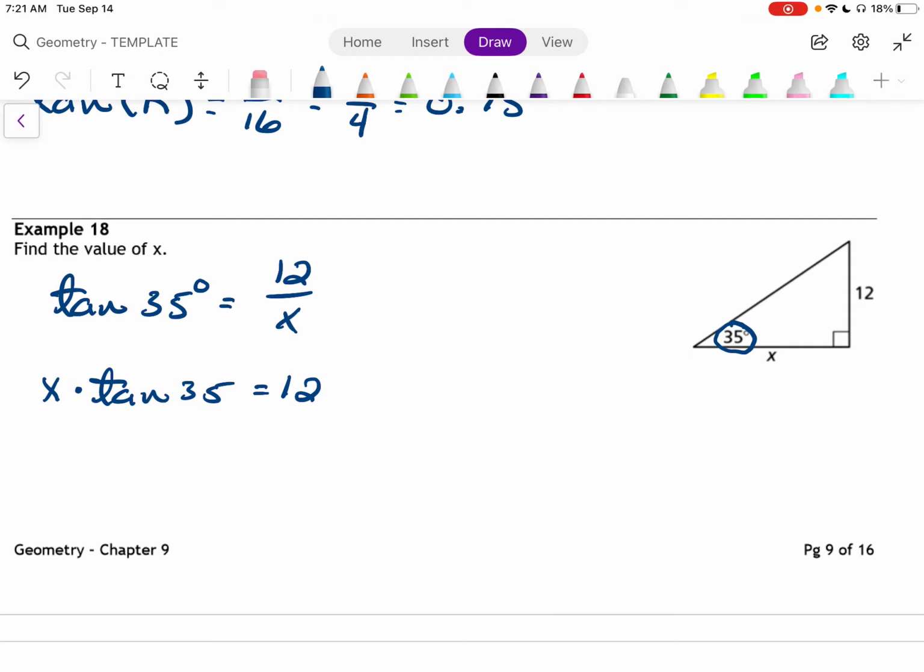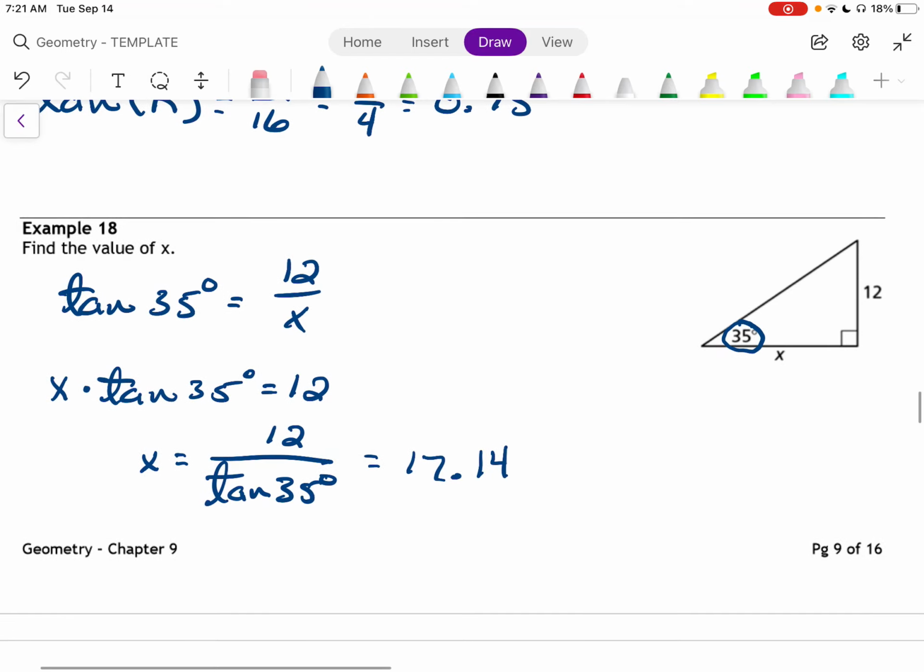And now I can still treat tangent as if it's just a plain old number, because that's what it is. I'm going to divide by tangent of 35, and I should have my little degree symbol there. x equals 12 divided by tangent of 35. Really, I should write that T in cursive so it doesn't look like a plus. There we are. Now I'm going to type in my calculator: 12 divided by tangent 35, enter, and I got 17.14.